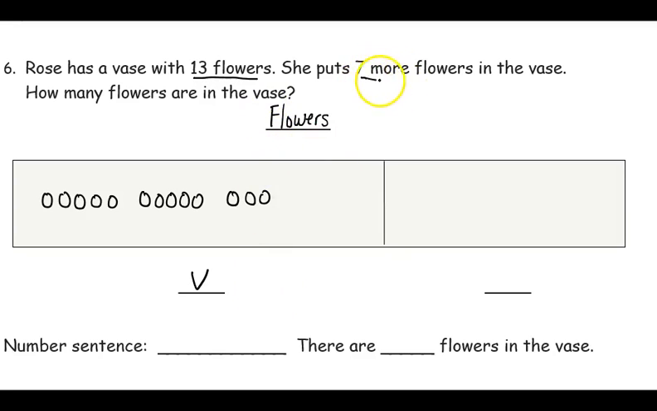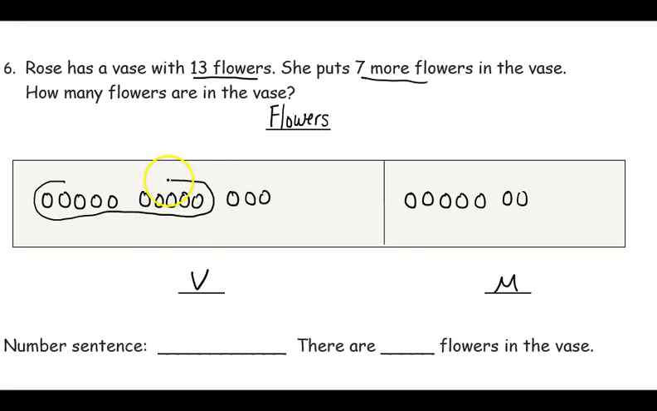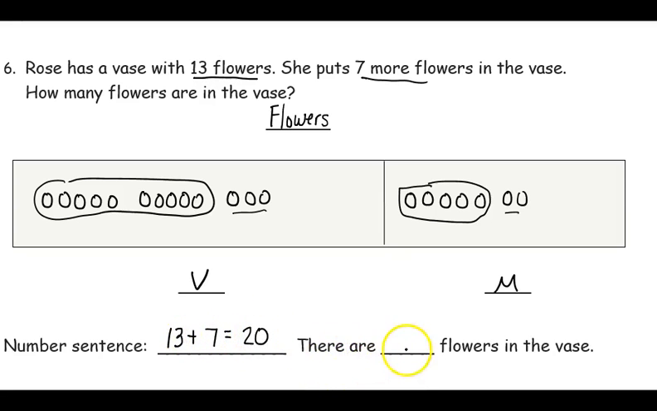And then we see that she puts 7 more flowers in the vase, so I'll draw those. And let's just put an M for more, meaning that we put more flowers into the vase. And now to count these, I have a group of 10 here, and a group of 5, so that's 15. And then I can combine these 3 and those 2 for another group of 5. So that would be 20. My number sentence would be 13 plus 7 equals 20. And my statement is there are 20 flowers in the vase.